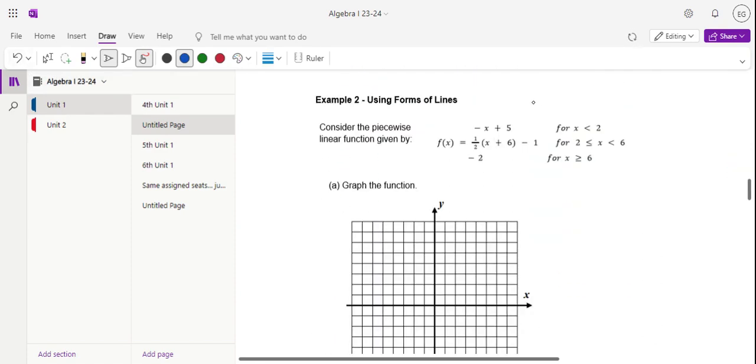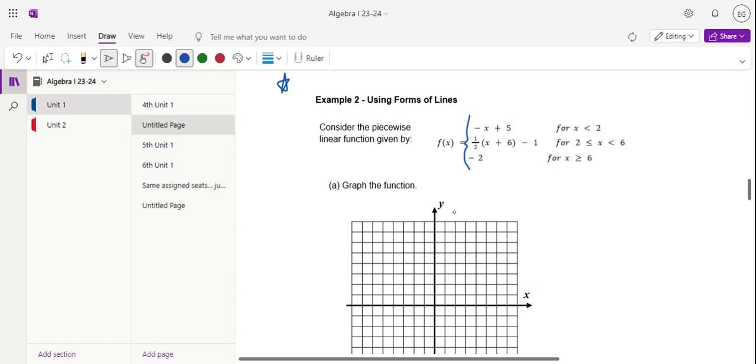Okay, so example 2, using forms of lines. Consider the piecewise function given by this. So here's my piecewise function. We've got a line for x is less than 2, a line between 2 and 6, and a line for when x is greater than or equal to 6.